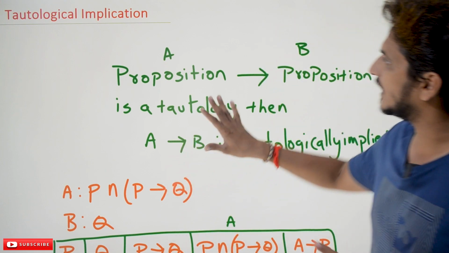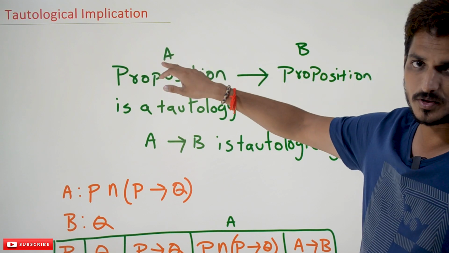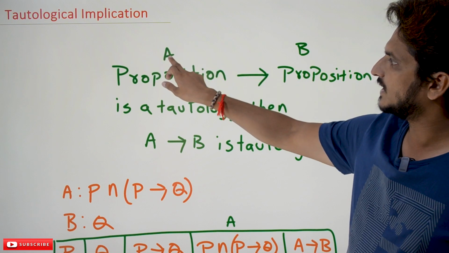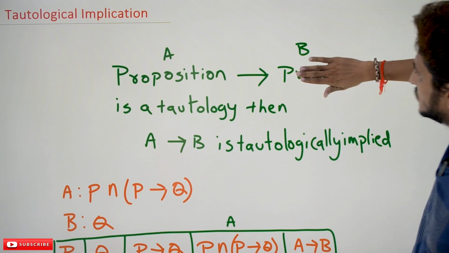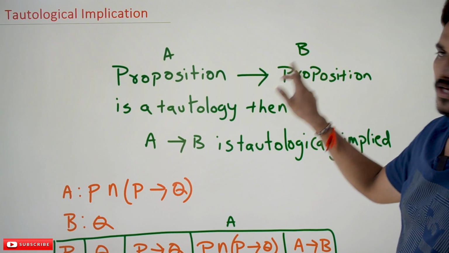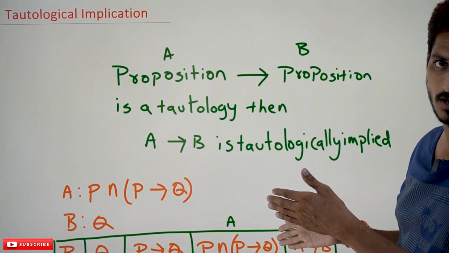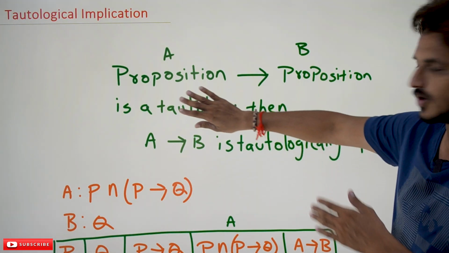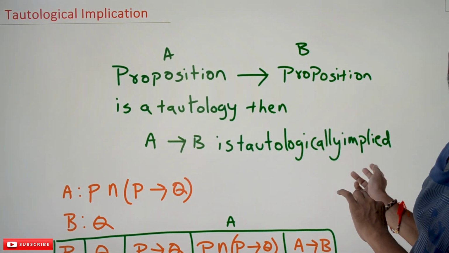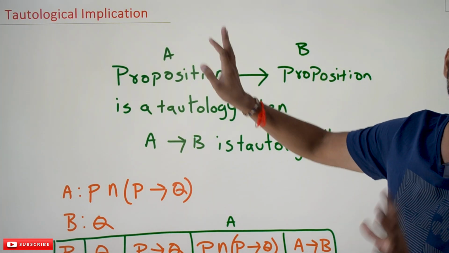Now, coming to today's class, let's take two propositions. There is a proposition, it may be a compound proposition or a simple atomic statement, whatever it is, but it is a proposition. We name it A. Another proposition, we name it B. So, A implies B, if it is a tautology. Tautology means all the truth values you are going to get are true. That is what tautology means. If it is a tautology, then A implies B is tautologically implied. That is what tautological implication means.